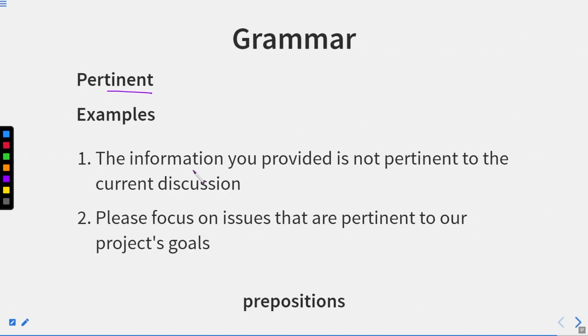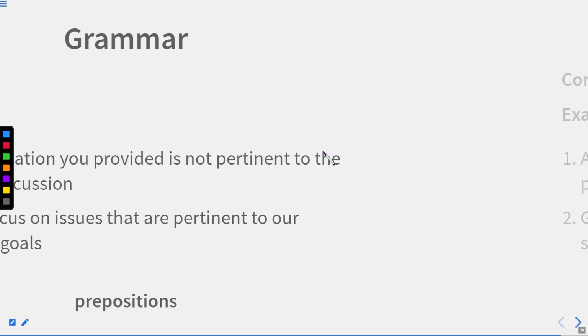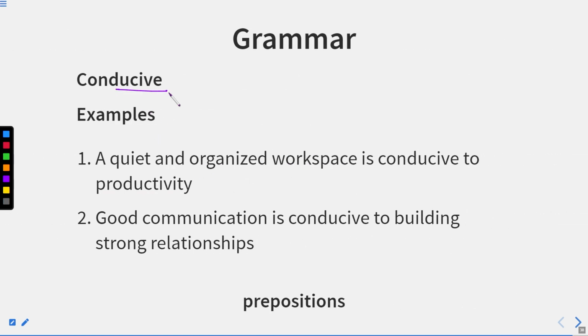Pertinent to. The information you provided is not pertinent to the current discussion. Pertinent to is just the same as what we have already read, that is relevant to. So pertinent to means related to the particular matter. Please focus on the issues that are pertinent to our project's goals, which are important for that project goal. Now let us move to the next one, that is conducive.